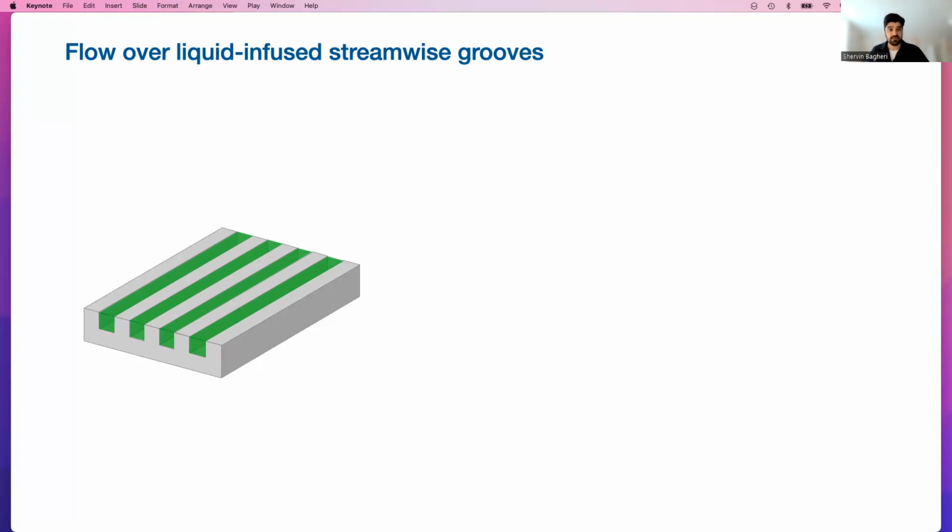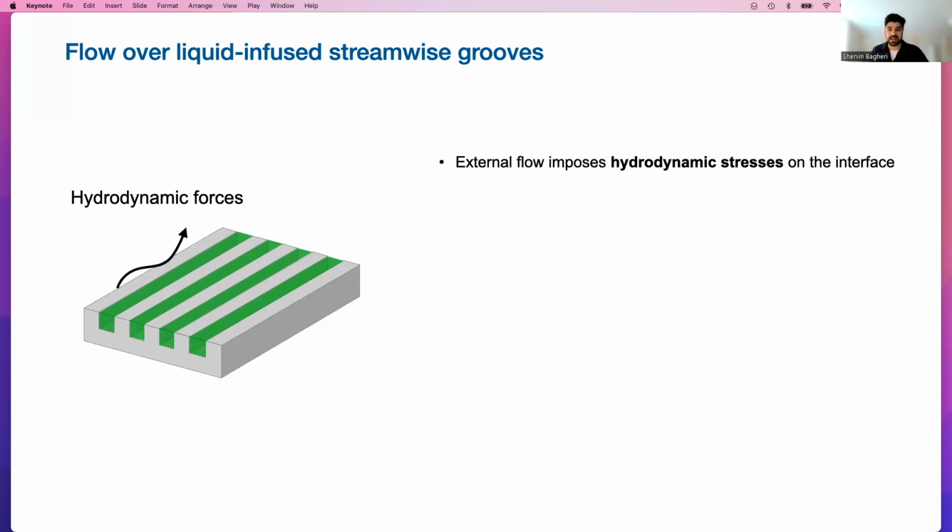So some of the questions I want to ask are, okay, first of all, let's just set the stage here, what we want to look at. We can think of everything in terms of forces. So the external flow, the water that flows over the surface, will exert basically hydrodynamic stresses on the lubricant and on the interface between the lubricant and the water. So what can happen is that the lubricant can resist these forces, in particular the deformation, via surface tension, right? So these are basically capillary forces.